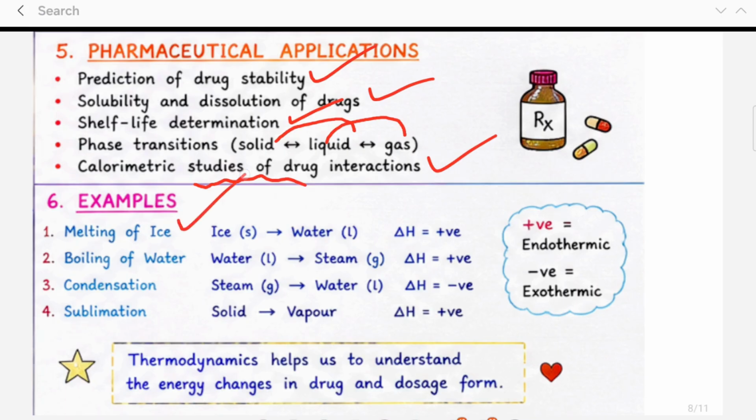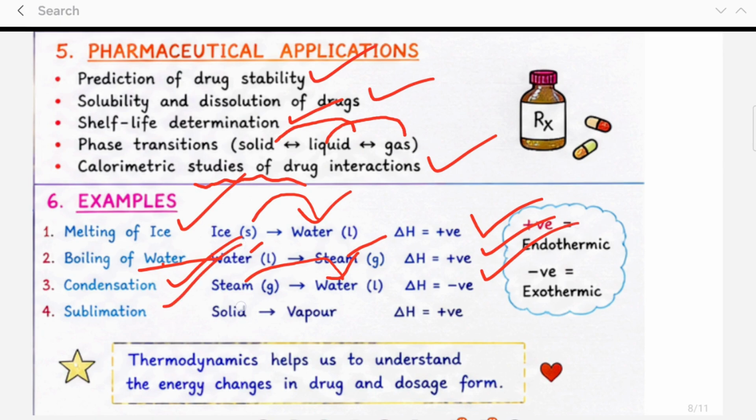There are some examples. Melting of ice, leading to water, delta H is positive. Boiling of water, that is water to steam, delta H is positive. Condensation, that is steam to water, delta H is negative. Sublimation, that is solid directly to vapor, skipping the liquid state, delta H is positive. So positive means endothermic, negative means exothermic. Thermodynamics helps us understand the energy changes in drugs and dosage forms.